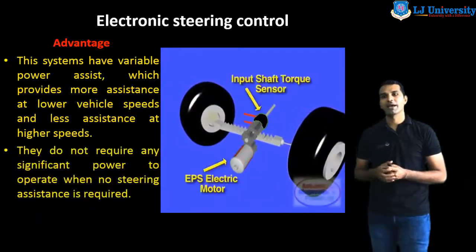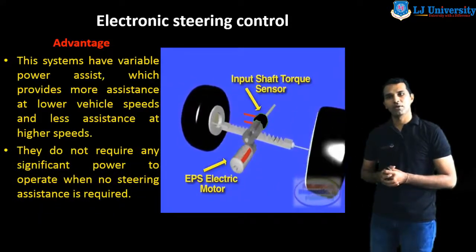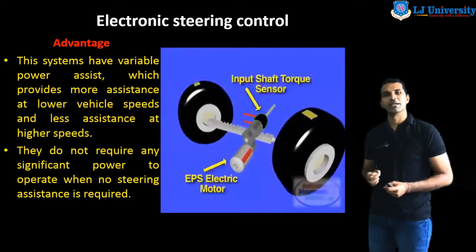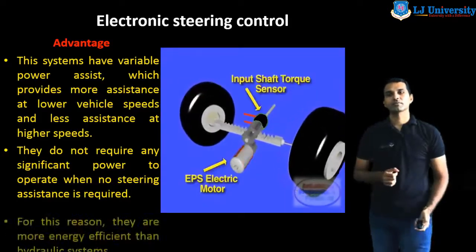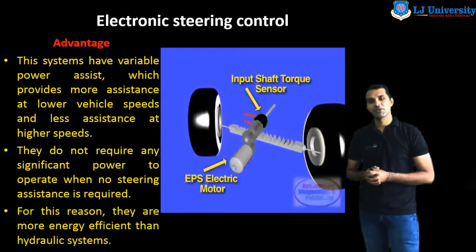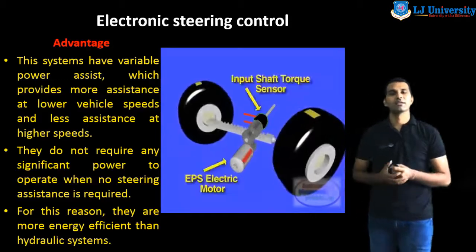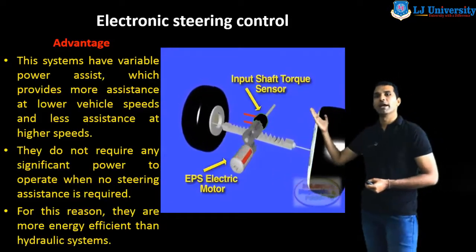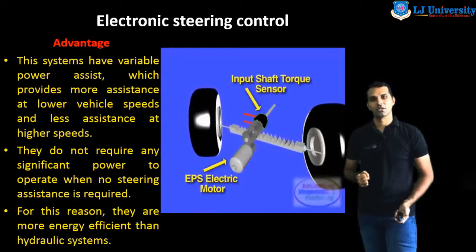They do not require any significant power to operate when no steering assistance is required. For this reason, they are more energy efficient than hydraulic systems. So these are the advantages of the electronic steering control system.